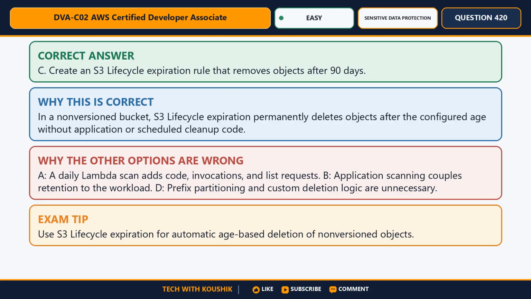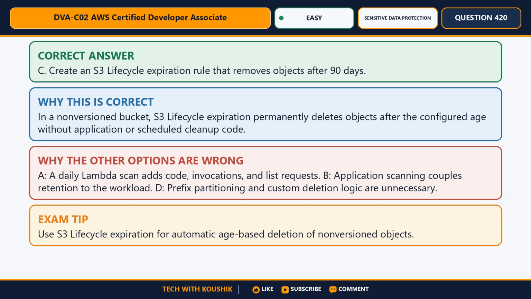The correct answer is C. Create an S3 lifecycle expiration rule that removes objects after 90 days. Here is why. In a non-versioned bucket, S3 lifecycle expiration permanently deletes objects after the configured age without application or scheduled cleanup code. Why are the other options not correct?